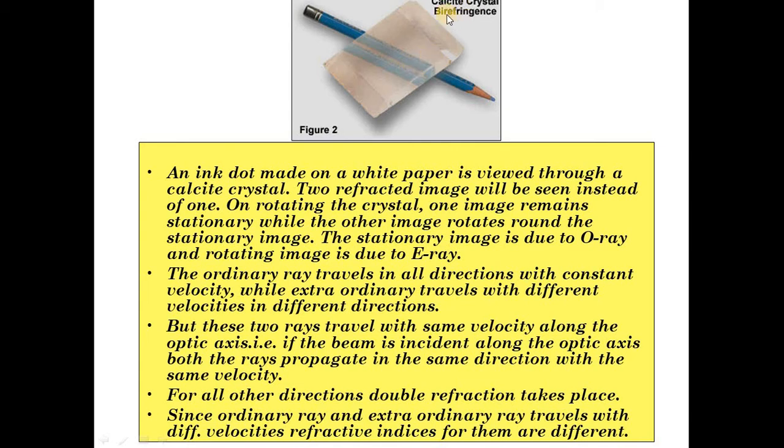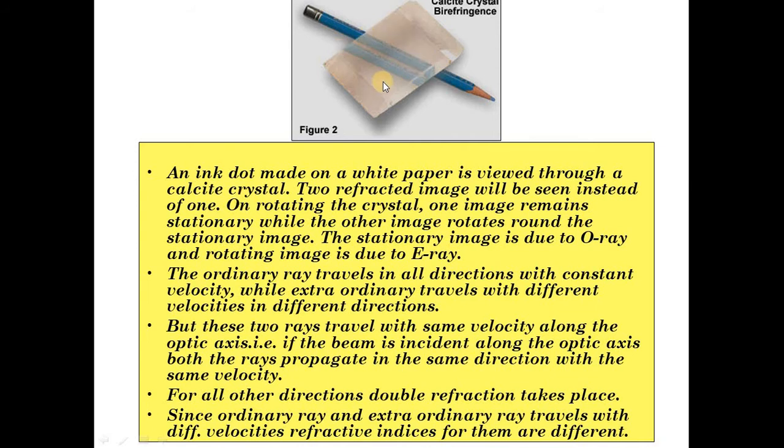So it is a calcite crystal showing birefringence, and when we rotate the crystal, what happens? One of the images, which is produced by the ordinary ray, remains fixed, and the other image, which is produced by the extraordinary ray, rotates with the crystal as it doesn't obey the law of refraction. And there is also another experiment you can try out. You just keep an ink dot on a white piece of paper, and you view that ink dot through a calcite crystal which is very transparent.